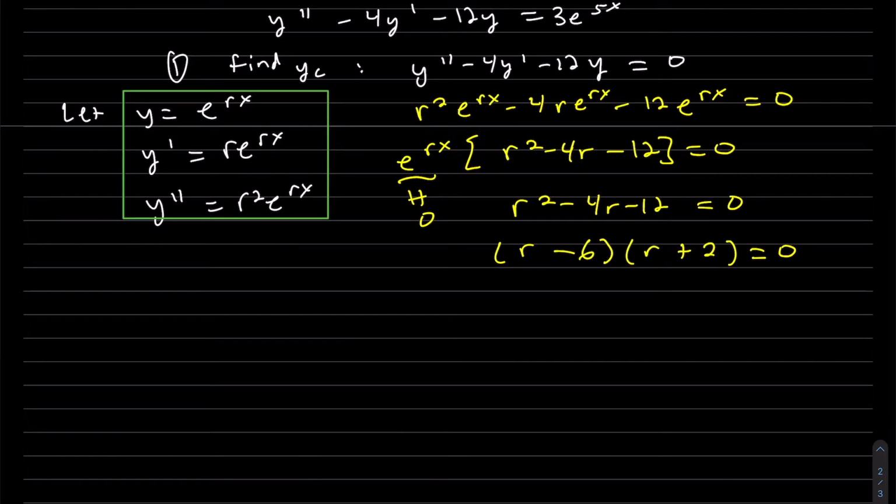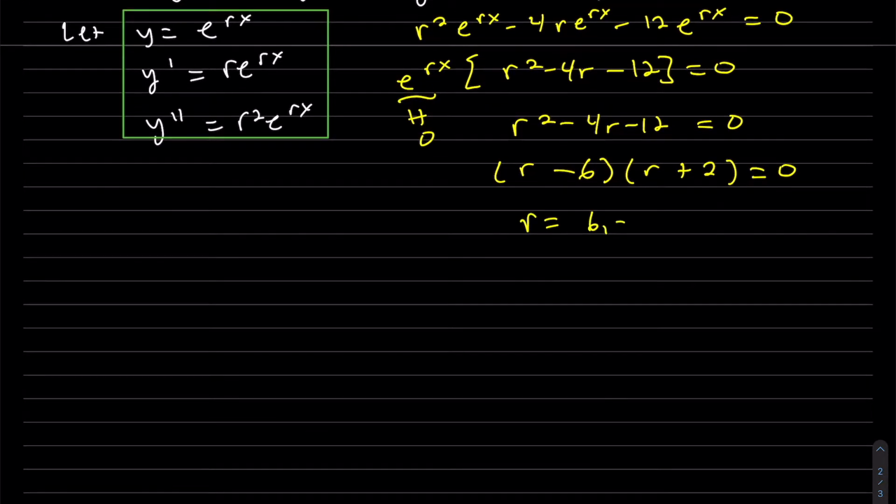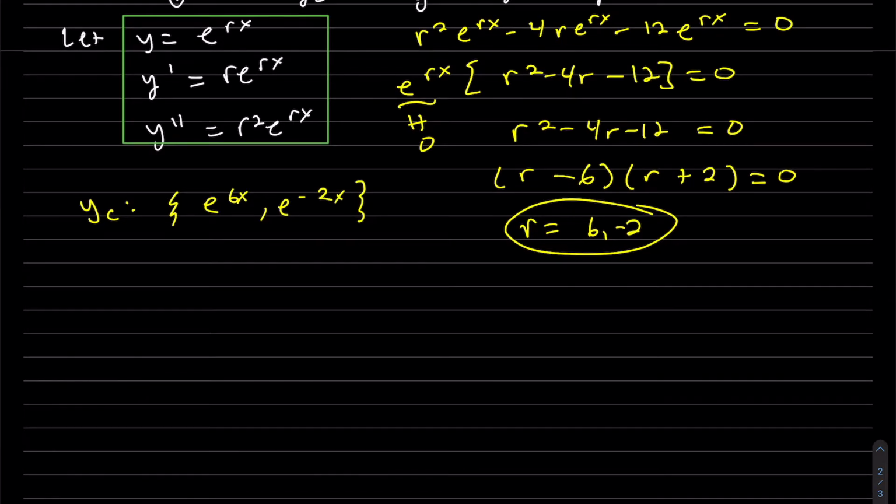Okay, so it looks like it does factor. That's equal to negative 4 in the middle. So for yc, we have e to the 6x and e to the minus 2x. So we can see here our general solution for yc is y equals c1 e to the 6x plus c2 e to the minus 2x, coming from our fundamental set right here. The r's created the fundamental set because they were distinct, and so on.